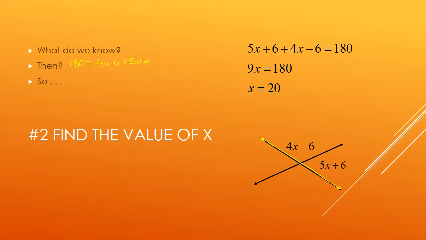Just like before, we're going to combine like terms. 5x plus 4x is 9x, and positive 6 plus negative 6 is 0. So I'm already at a 1-step equation. I divide by 9, I get x equals 20, and I'm done with my problem.